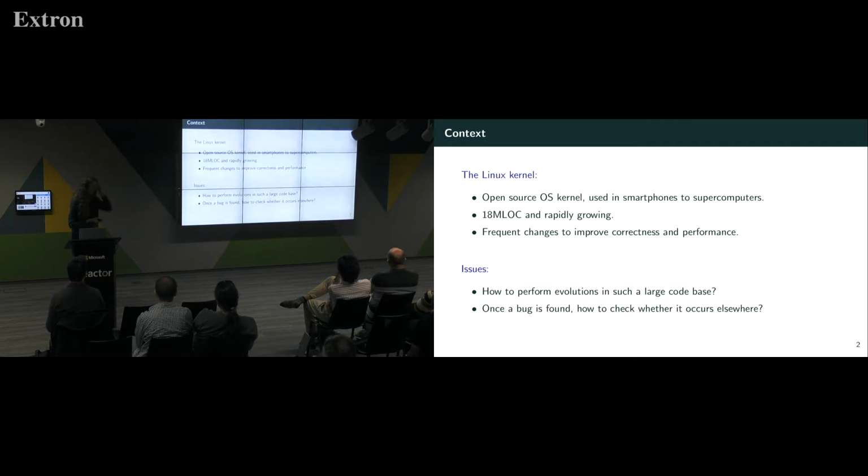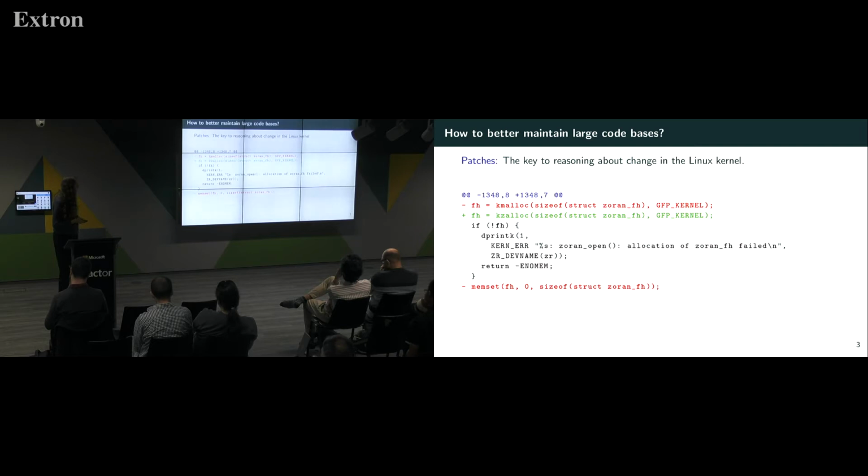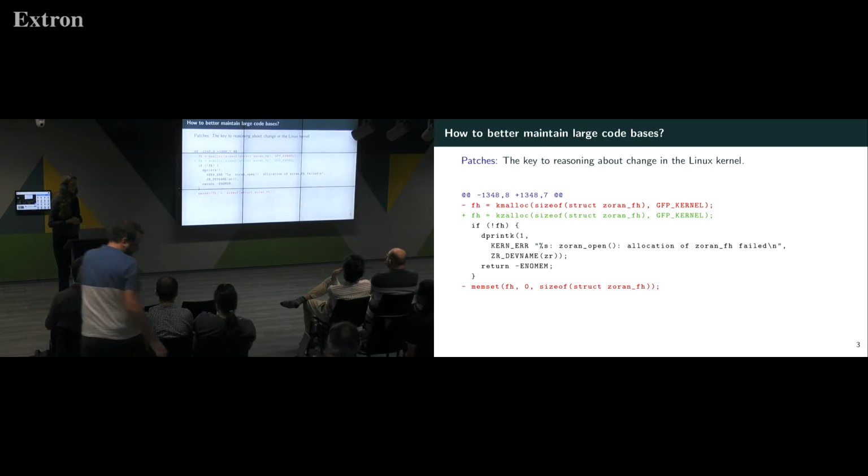Another issue is bugs. In 18 million lines of code, experience shows that whenever you have made a bug once, you've probably made that bug maybe 3 or 4 other times. So how are you going to find those 3 or 4 other times in 18 million lines of code? We're thinking about this problem: how can we better maintain such a large code base?